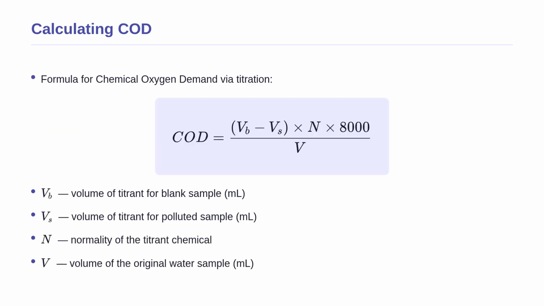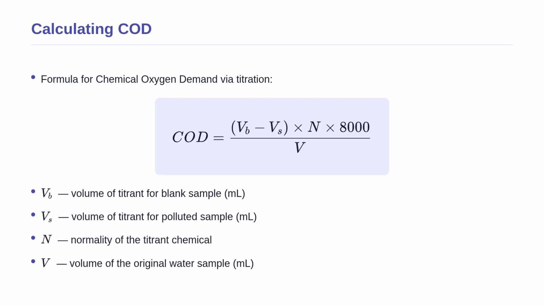To understand how we quantify this chemical destruction, let us look at the COD formula. Conceptually, this calculation is based on a laboratory technique called titration, where we measure exactly how much of a strong chemical oxidizer was used up by the pollution.